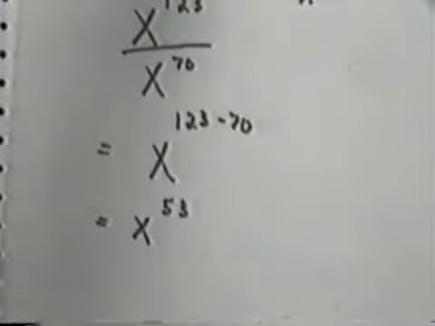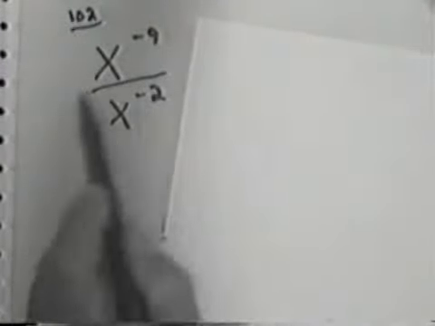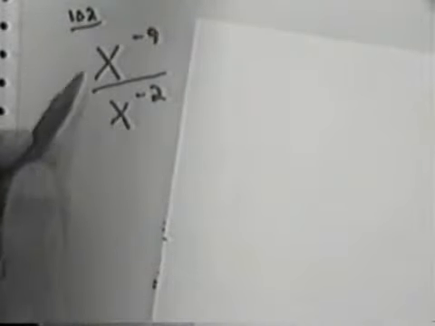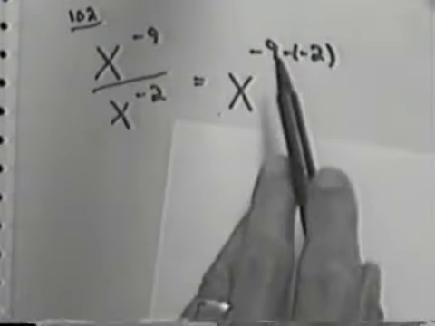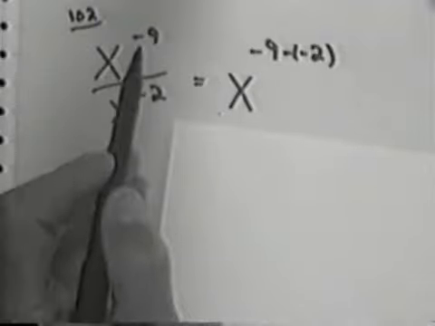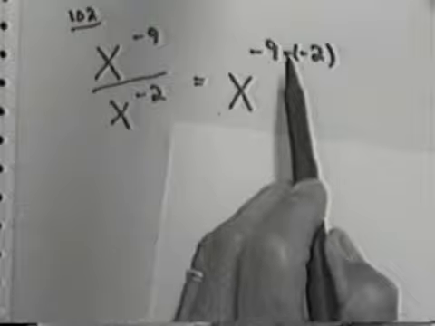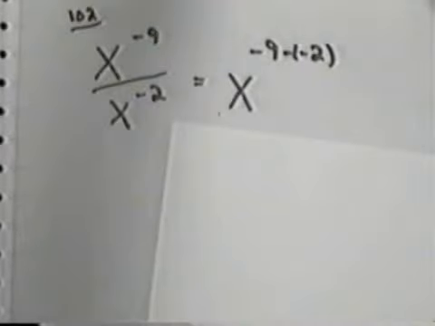Look at another example. Let's consider x to the negative 9 divided by x to the negative 2. Well, notice we are dividing powers that have the same base. To divide powers that have the same base, I keep the base and subtract the exponents. The top exponent minus the bottom exponent. Top exponent negative 9 minus the bottom exponent negative 2.